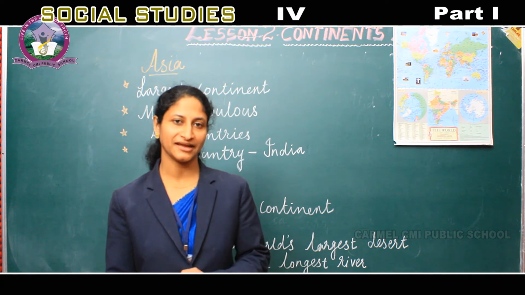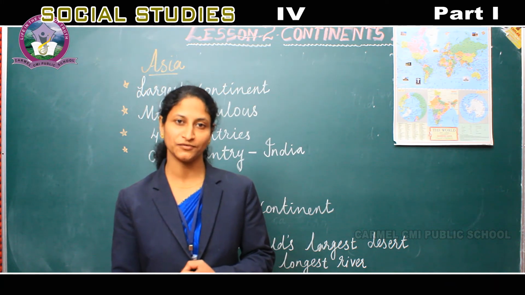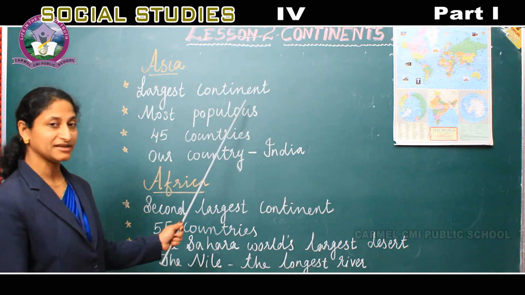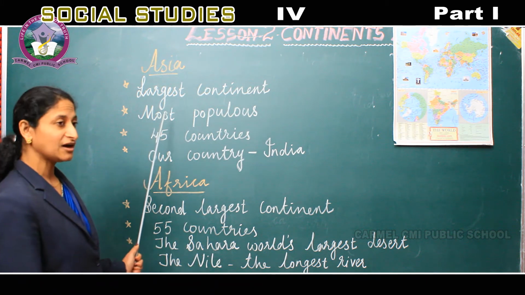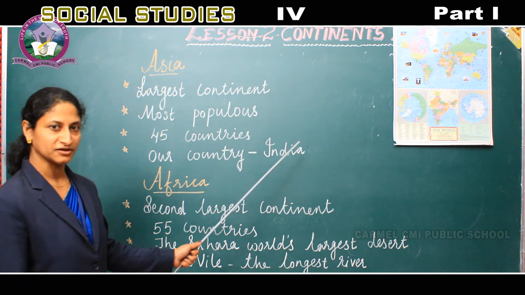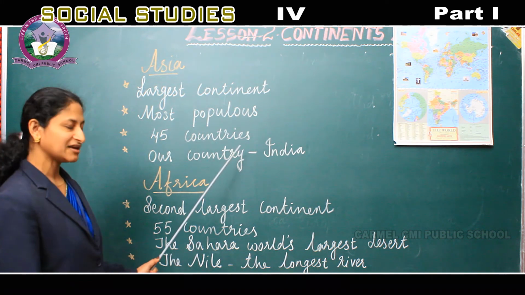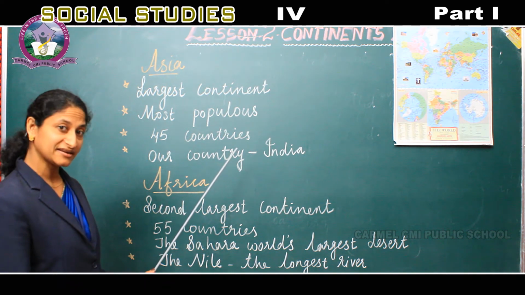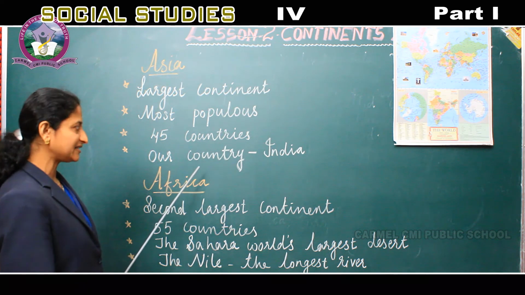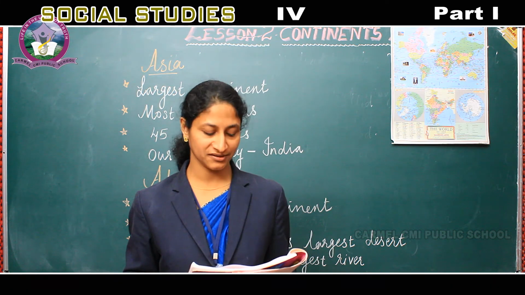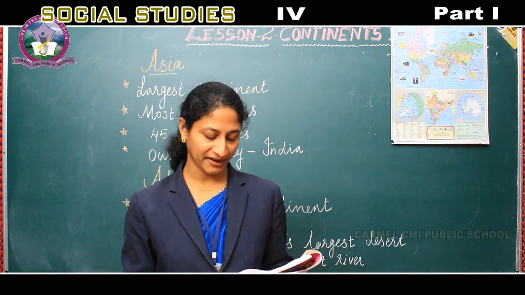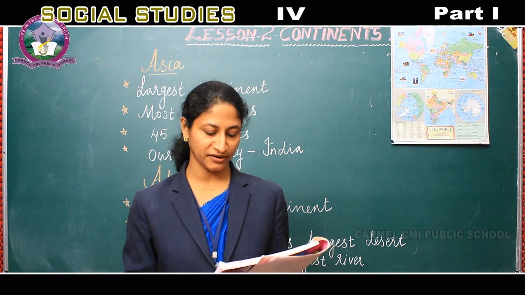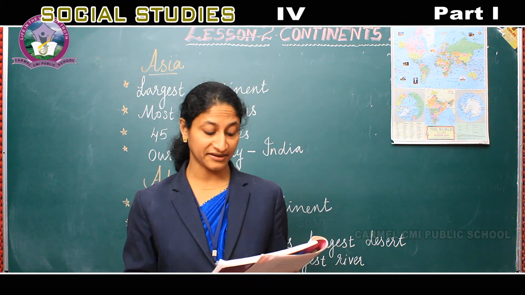Now we have studied about Asia. Let's go through the important points of this continent. Asia is the largest continent of the world. It is the most populous continent of the world. It has 45 countries. How many countries are there in Asia? 45 countries. Which one is our country, children? India. Our country is India. Children, now look into your book. Asia occupies about 30% of the landmass. It is the largest continent. There are 45 countries in Asia.